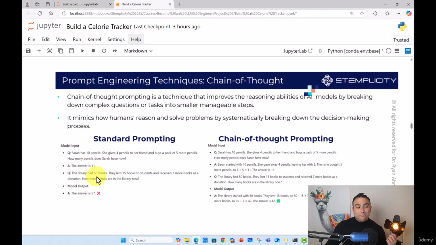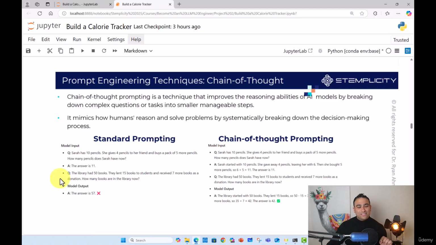You can also ask another question. You can say, for example, the library had 50 books. They lent 15 books to students and received 7. And you will find when you actually prompt the AI with this, especially older models, that these AI models are not really good at doing the math. Of course, this is changing right now, but assume that here we're just going to be dealing with older versions of OpenAI models. You will find that the answer is 57, simply because what I've done here is I did not break down to the AI how humans think, and hence the name chain of thought prompting.